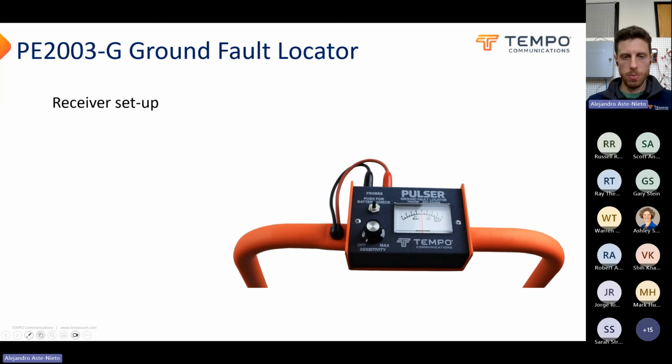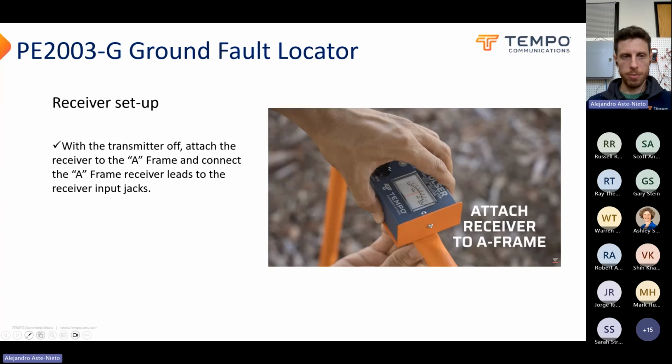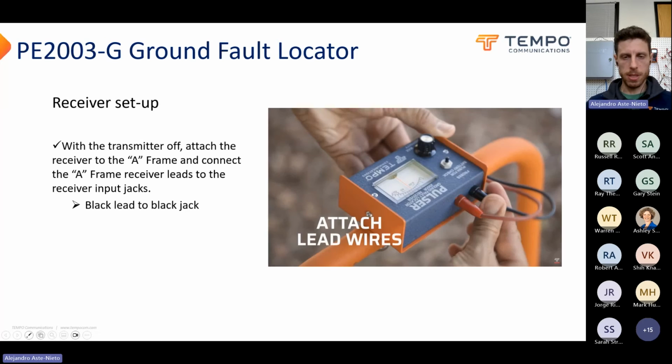And then the receiver just mounts to the A-frame here with a couple of thumb screws from underneath. And then we have a couple of leads to install onto the back of the receiver here. They're color-coded black and red, so hook the black lead to the black.